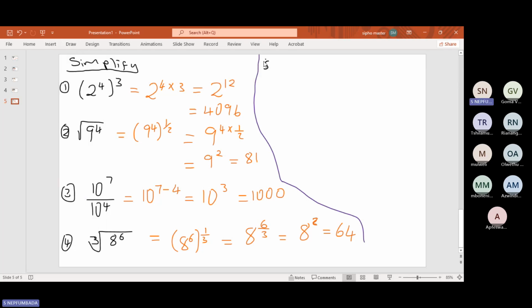And let's say on 5, they give you 4 to the power of minus 2. When we simplify that, it's going to be equal to, remember, 1 over 4 to the power of 2, where 4 to the power of 2 is 16.